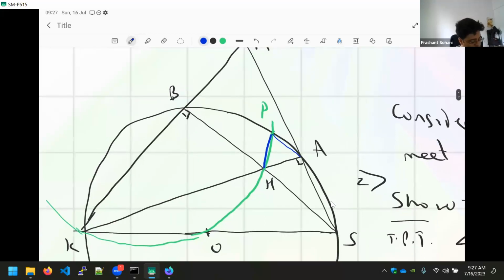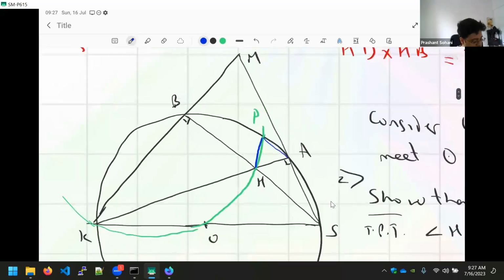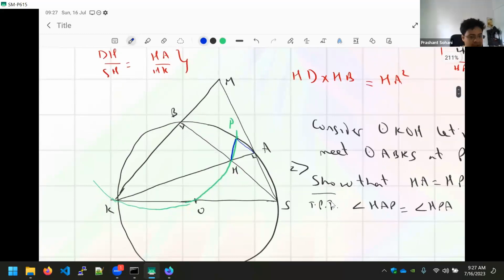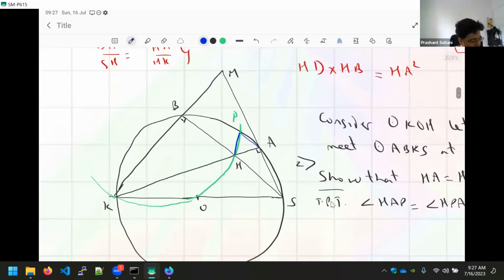So this triangle I want to show isosceles. And so if I have to try to chase the angles, the two angles which I want to show as equal, right? So how do I get started?